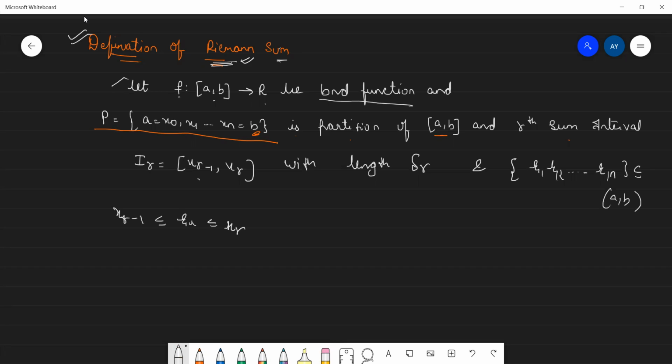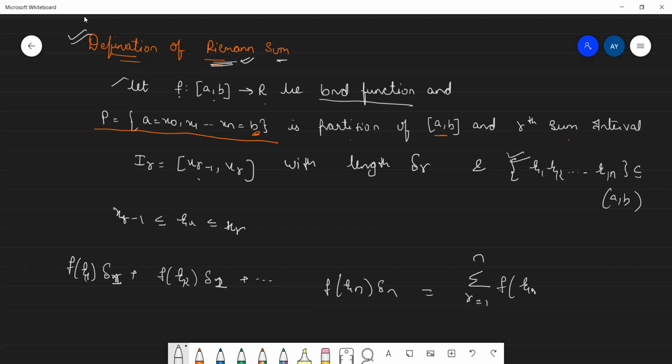Then the sum is defined as f of epsilon 1 into delta 1 plus f of epsilon 2 into delta 2, where we are talking about the length of the first one and the length of the second one, and so on, plus f of epsilon n into delta n. Based on this interval you have to define the sum. I'm just putting everything in the summation: summation r equals 1 to n of f of epsilon 1r into delta r. So this is called the Riemann sum of f on the closed interval [a, b].